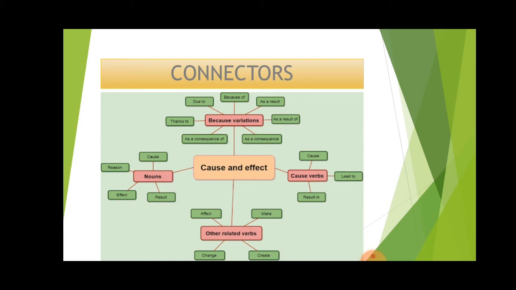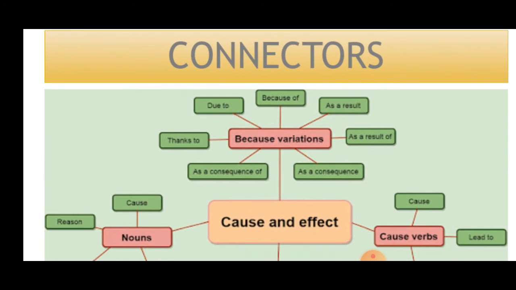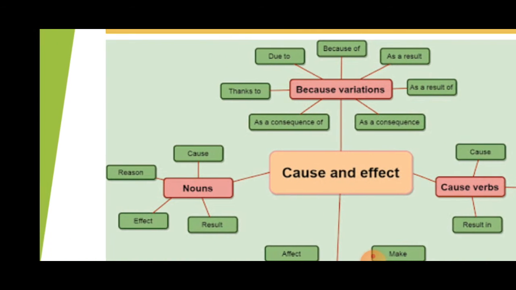An easy way to spot cause and effect relationships in books is to look out for connectors, which are also called signal words. Cause and effect connectors or signal words tell the reader that there might be a cause and effect occurring. Here are some cause and effect signal words or phrases. Now have a look at these. The nouns and connectors are result, effect, cause, reason.